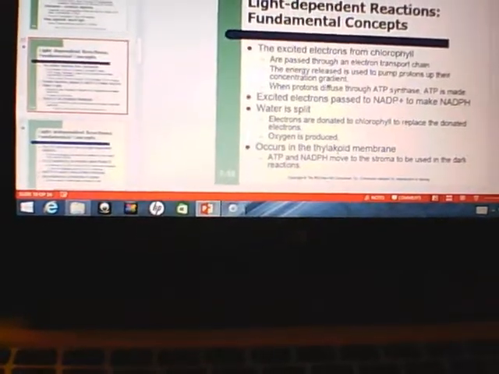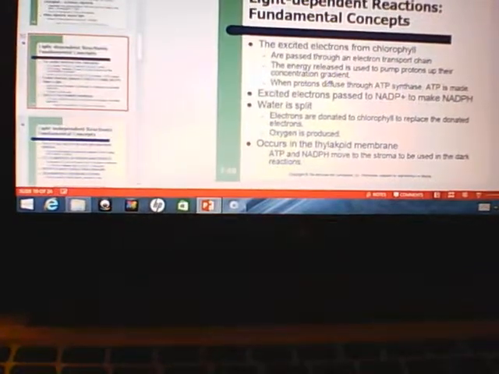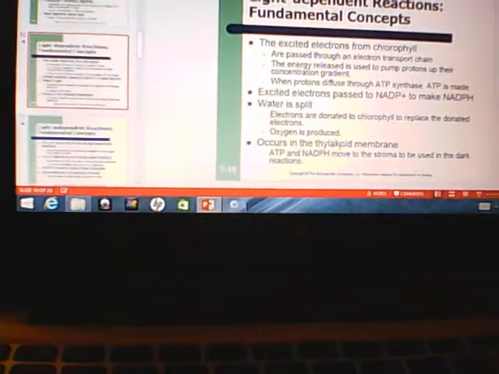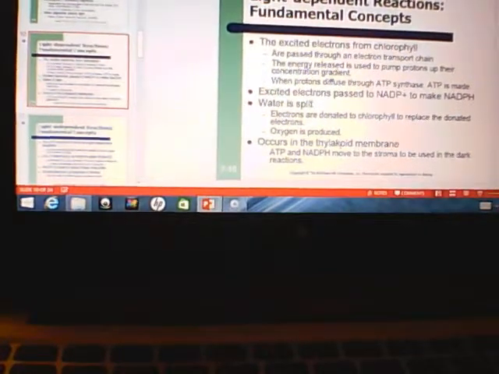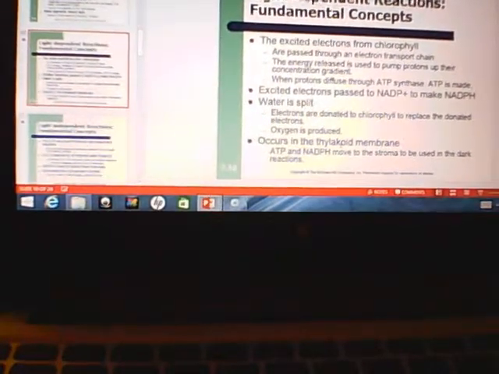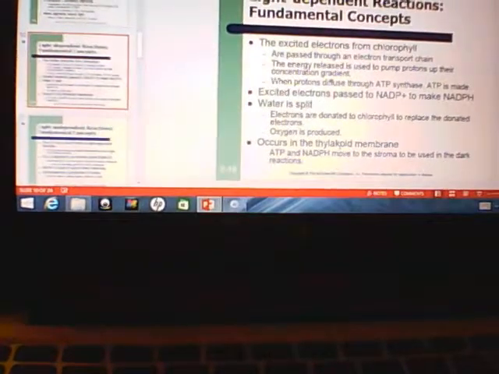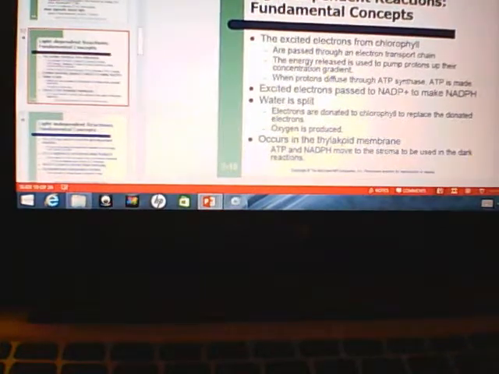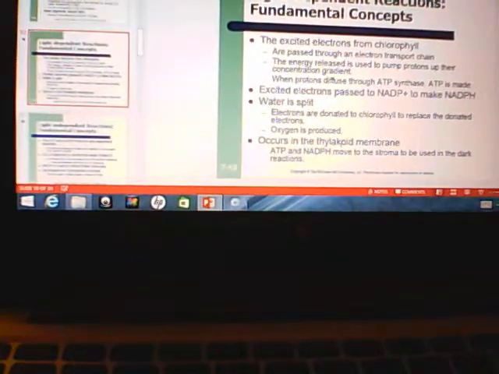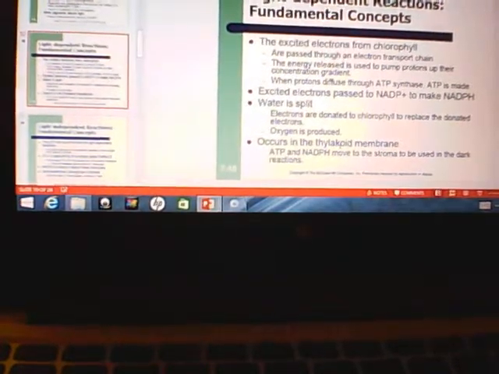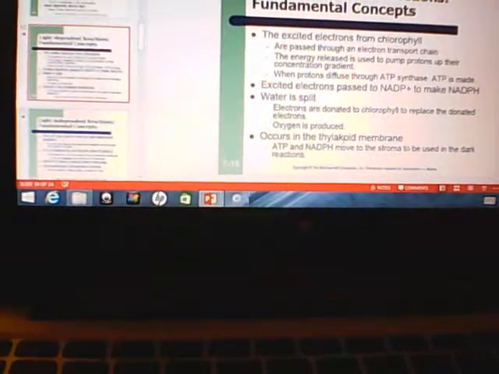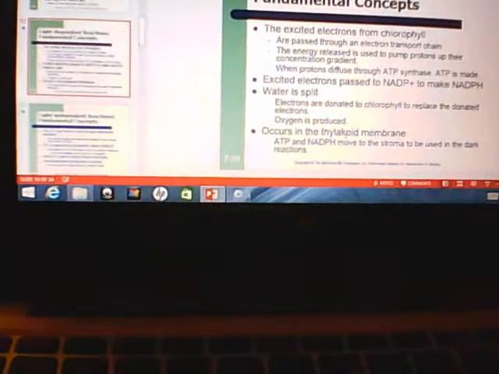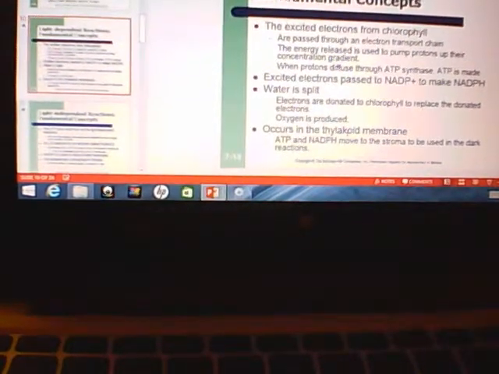Hey, yay. So light-dependent reaction again is where the excited electrons from chlorophyll are passed down the electron transport chain, and we should remember that from where? Cellular respiration. You have an ATP synthase here as well, and ATP is made. Water is split, and then all of this occurs in the thylakoid membrane.